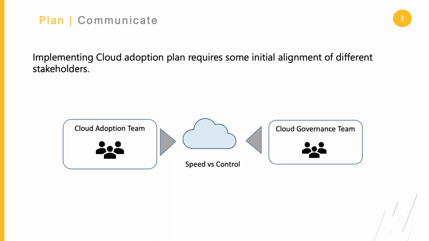Create that balance between speed, moving quickly, or control, or reducing risk by having teams accountable for adoption and governance. While the cloud adoption team is required to execute the cloud adoption tasks, the governance team ensures the processes and controls are implemented. Now, depending upon the size of the organization, it's not uncommon for one or more members to overlap in both teams.